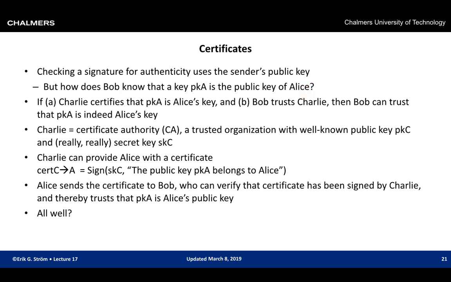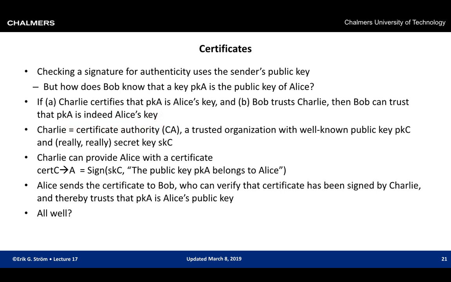Here's the thing. If there is another person, let's call him Charlie, who certifies that the public key is actually Alice's key, that is one, and two, Bob trusts Charlie. Bob knows Charlie and trusts him implicitly. Seems to be an honest guy, right? Then Bob can trust that PKA is actually Alice's key.